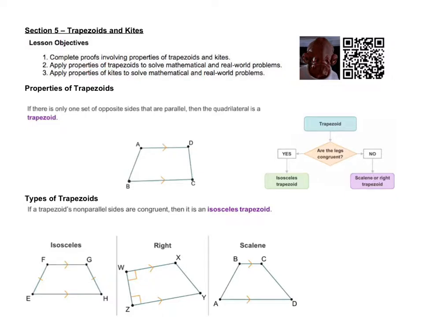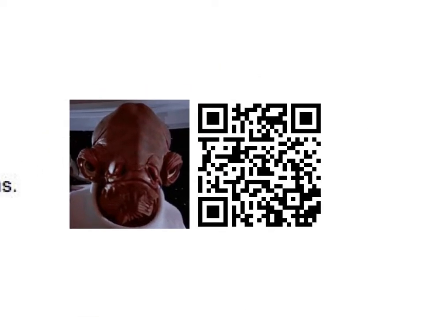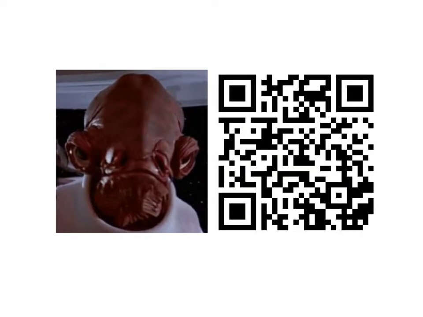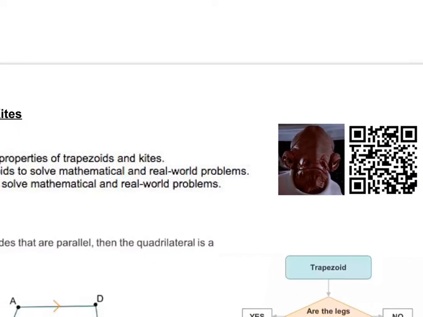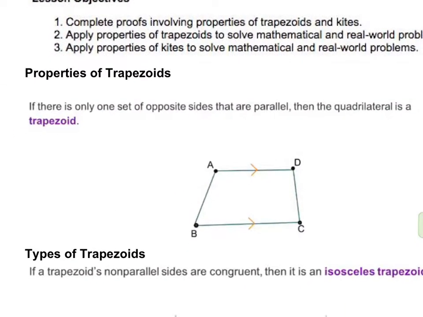The first thing I want to talk about is this little guy up here. Feel free to use this QR code to see what happens, but all I know is this is a character, General Ackbar, I believe, from Star Wars, and he is famous for having the phrase, "It's a trap! It's a trap!" But I like to think of this section as, "It's a trapezoid." Pretty good, huh?